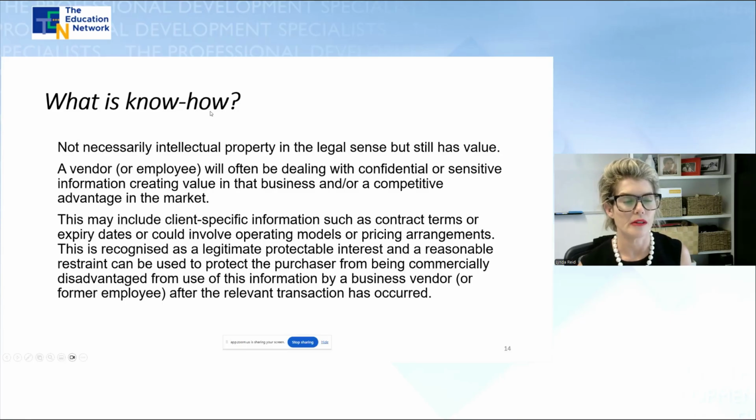Now, what is know-how? There are a lot of people who will come to you and say, "Well, this is my IP. This is all my intellectual property." You say, "Well, what is the IP?" And they'll describe a whole range of things that aren't necessarily intellectual property from a legal perspective. It's not a patent. It's not a trademark. It's not a system that is subject to legal protection in an intellectual property sense, but it is still valuable. So know-how is the secret sauce.